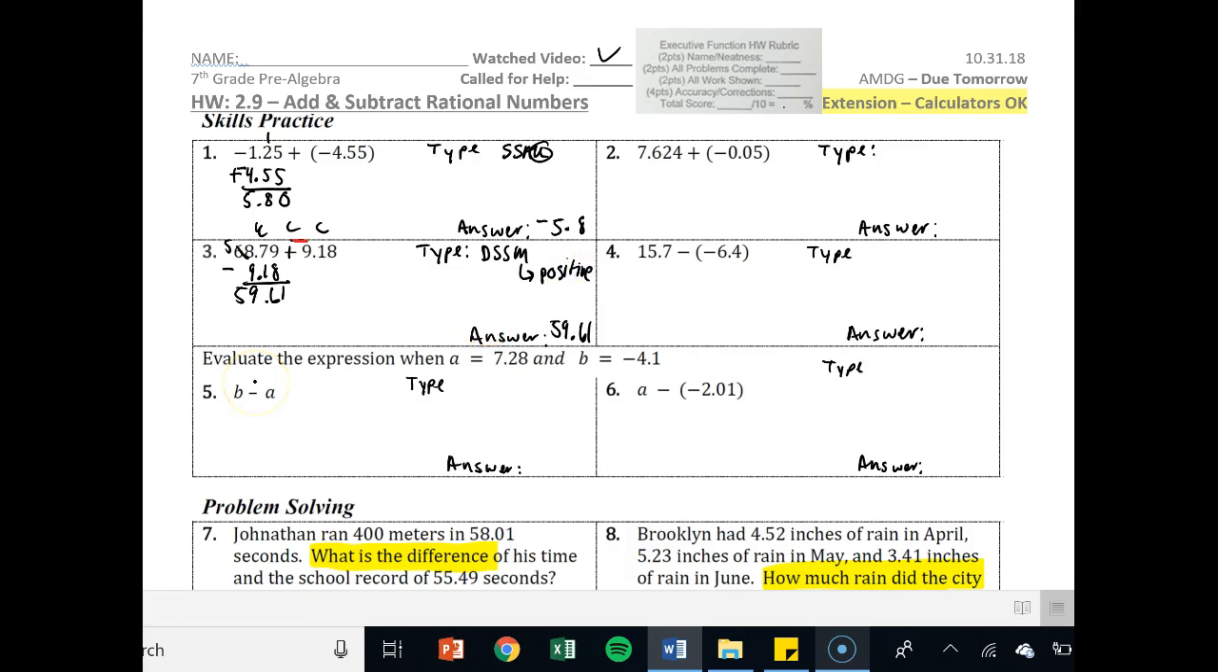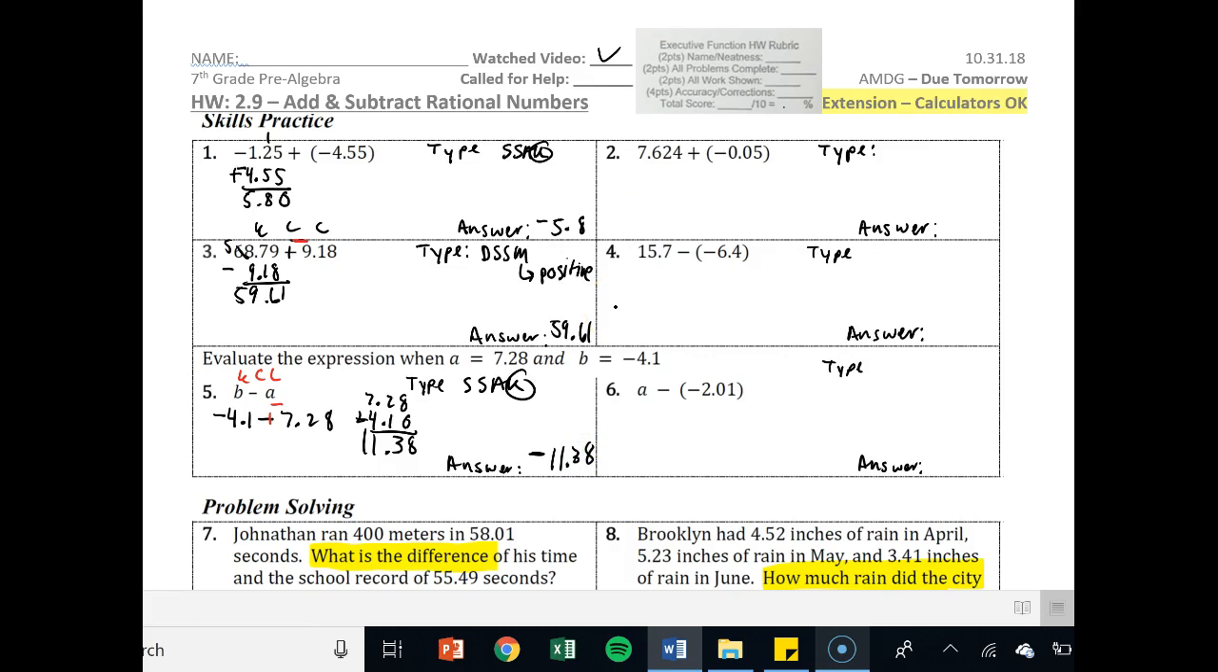And then for number 5, it says evaluate the expression when A is 7.28 and B is a negative 4.1. So plug in B, remember, was a negative 4.1, so it's a negative 4.1 minus A, which is 7.28. And when you do that, again, you need to keep change, so plus a negative. So this becomes an SSAK problem. Same signs, add them up and keep. So you could write it vertically, 7.28 plus 4.1, fill in a 0, 8, 3, 11. And then just remember, you want to keep that negative sign, so negative 11.38.